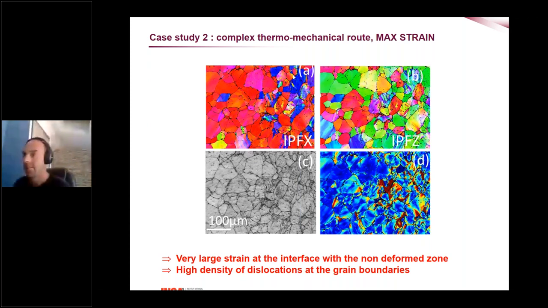So you can see that here, because the boundary, I don't know if you can see my mouse, but the boundary is quite here. So when you go from red grains to, let's say, blue grains, and if you look at the kernel average misorientation map, you can see that at the boundary between the deformed and undeformed, you have a very high density of dislocations, especially at grain boundaries. Now, if you zoom in, you will observe that.